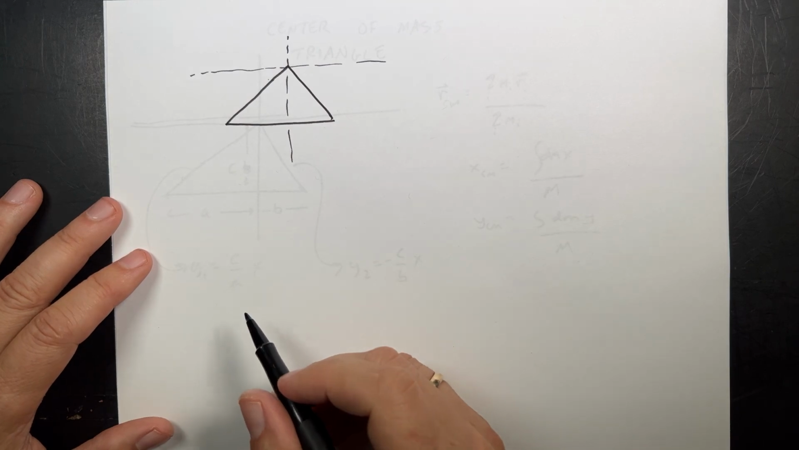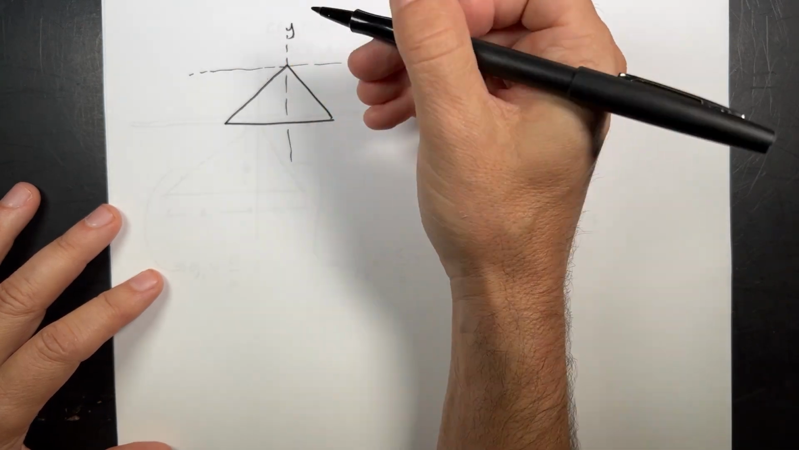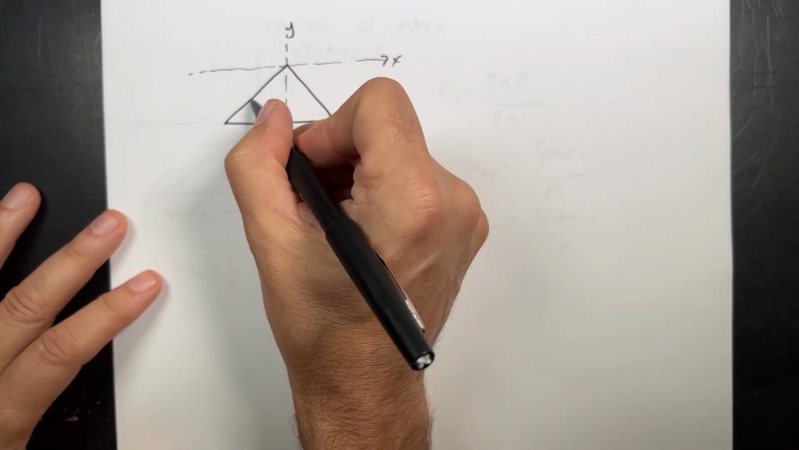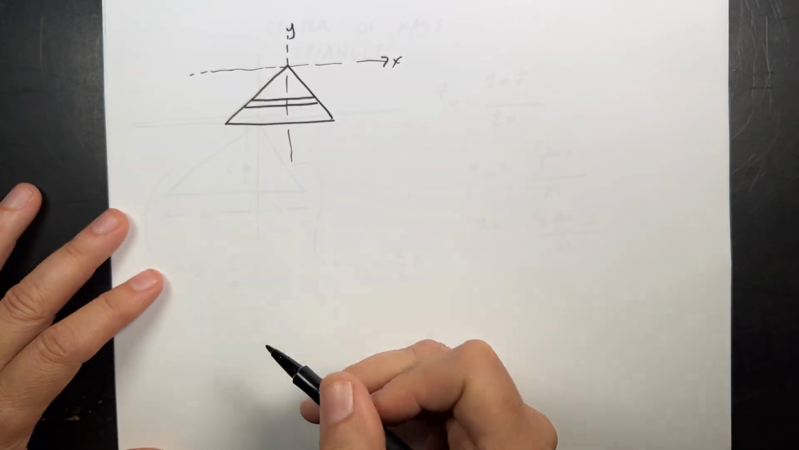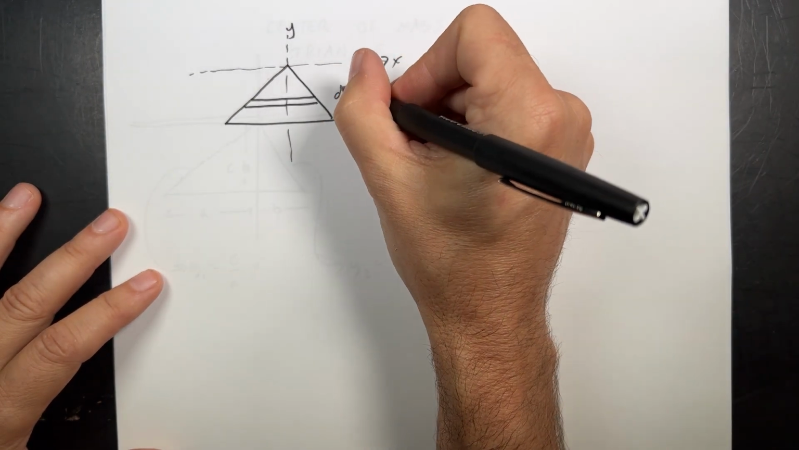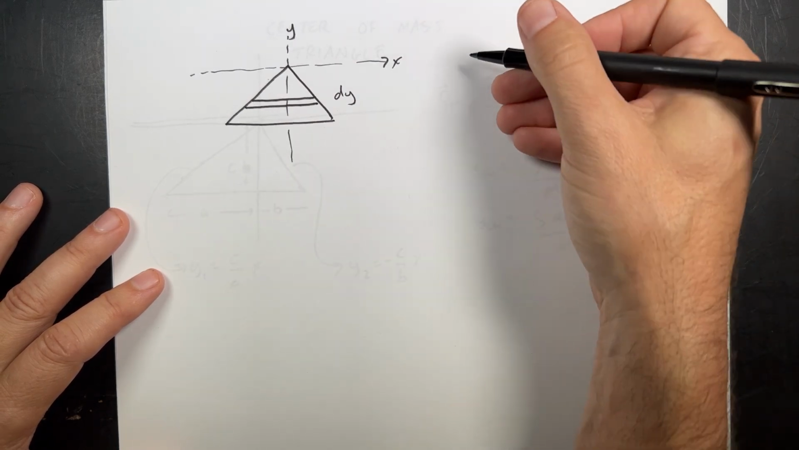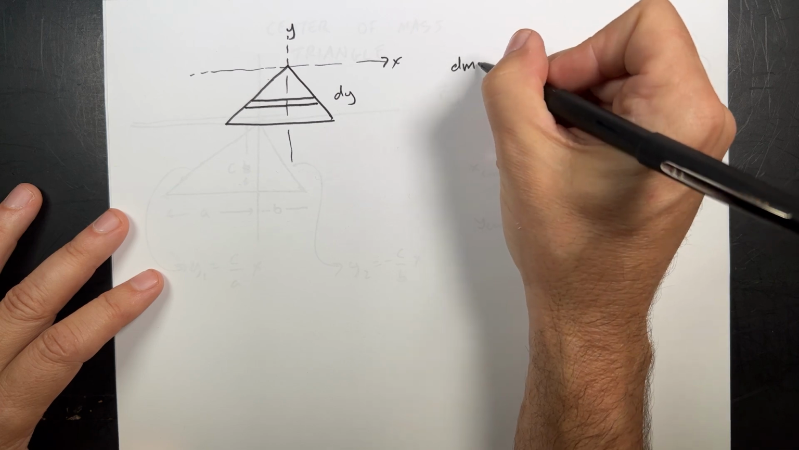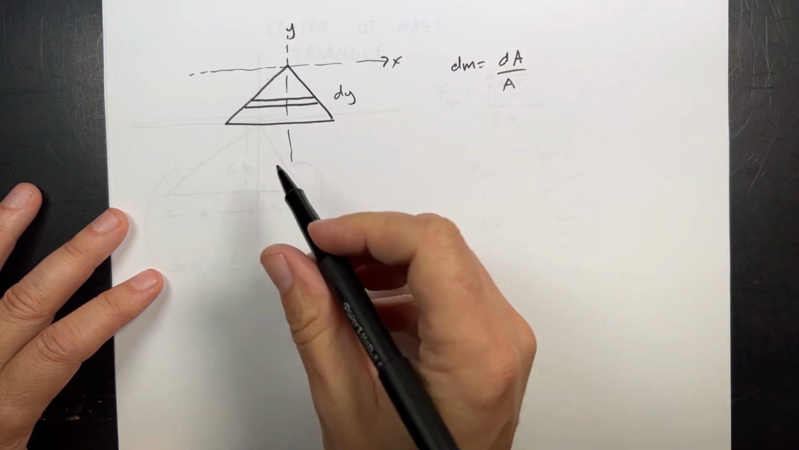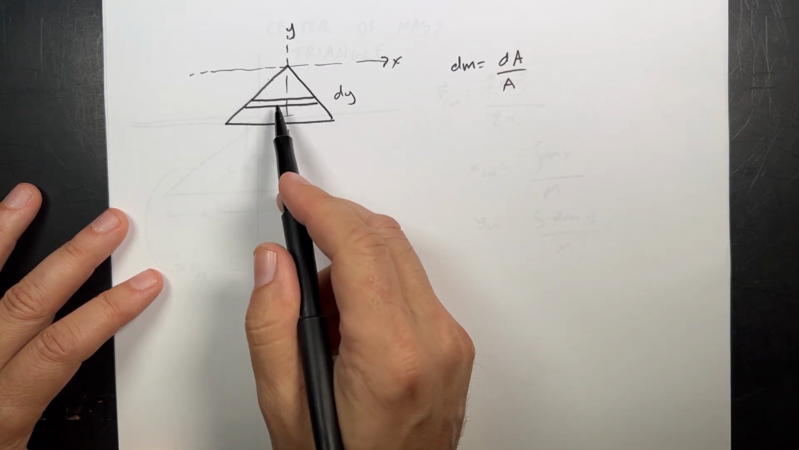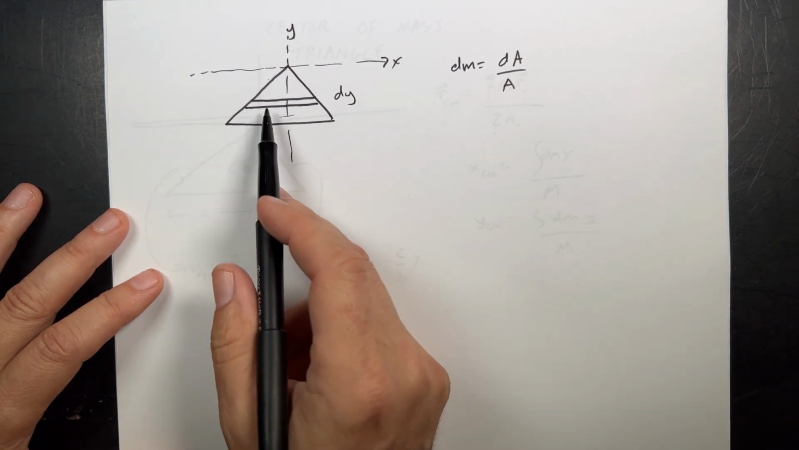Okay. So this is my x and y direction, and I want to find the y center of mass. So I'm going to break this into rectangular pieces, and the height of each piece is going to be dy. So now I can find the area of this piece. I need that because I can say the mass dm is going to be the area of that piece, dA, divided by the total area, right? The ratio of the mass of this piece to the whole is the same as the ratio of the areas, this piece to the whole area.